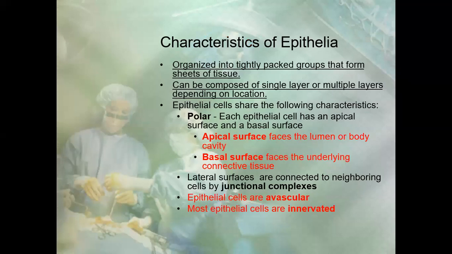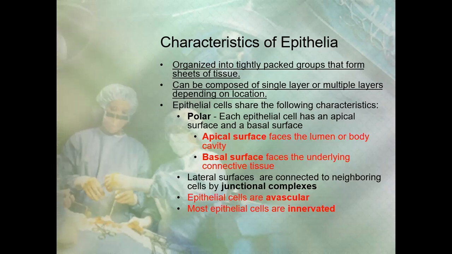All right, so we have some surfaces. These are just the characteristics. We have this word, apical. That's how you say that, apical. And this is going to be facing the body cavity, facing the inside. All this is terminology right now, guys. So our apical is facing inside the body cavity. Basal is going to be facing outside, the connective tissue.